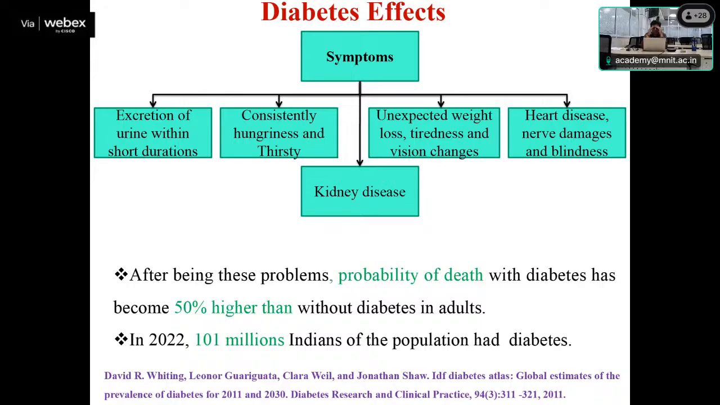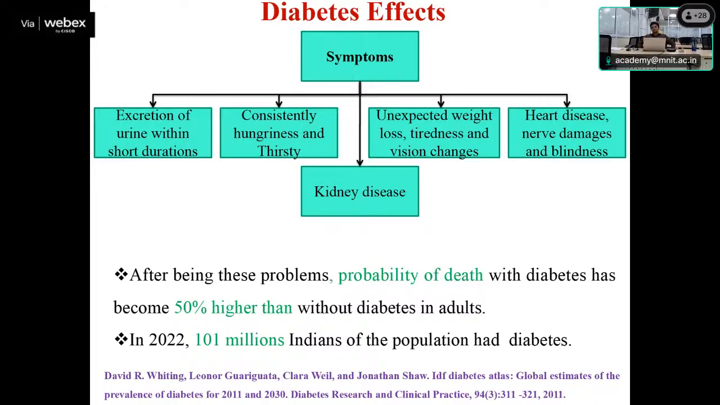Now, diabetes could be observed with some early symptoms, like frequent urination in a short duration, constant hunger, thirstiness. You could encounter kidney problems, weight loss, tiredness, or some sort of vision changes. Heart disease, nerve damage, or blindness could be possible because of diabetes, where you have high blood glucose.